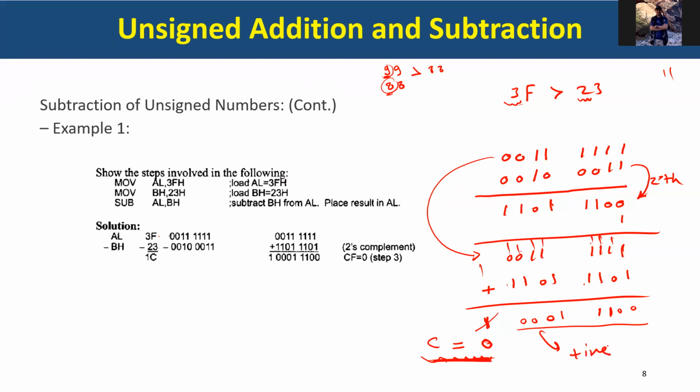And that's expected because 3F is greater than 23. So that's the final result. So the final result here is that number in binary, or you can say it's 1, and this number is C, 1C.